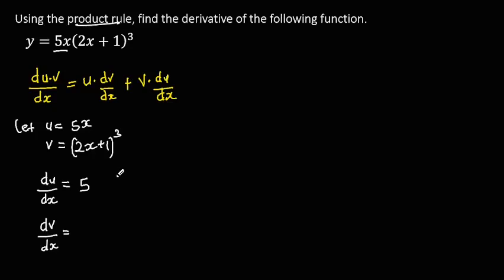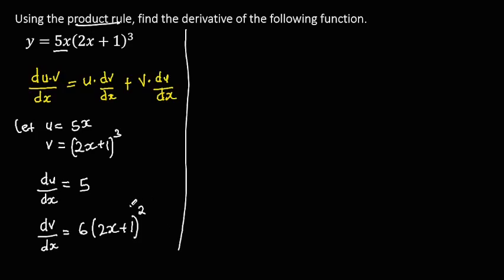To learn more about the chain rule, you can follow the link above or the link in the description box below. Let us find the derivative of v using the chain rule. The answer will be 6 into bracket (2x + 1), you raise it to the power of 2.